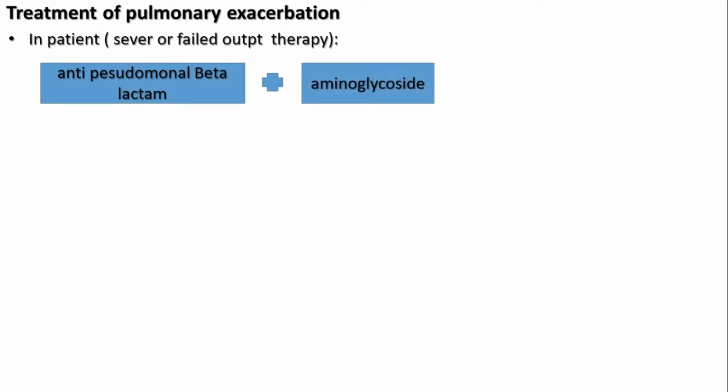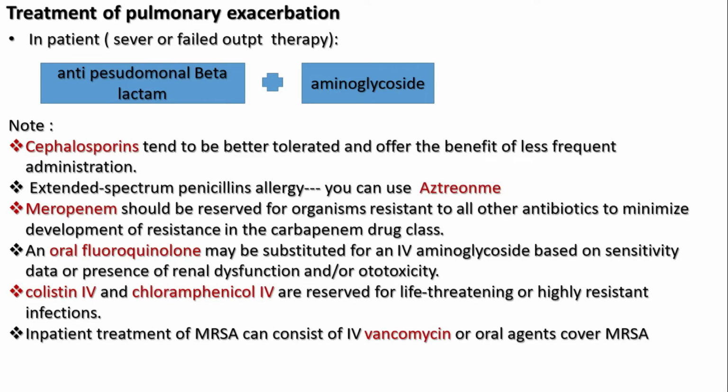We should use 2 IV antibiotics with 2 different mechanisms of action. It's recommended to use 1 antipseudomonal beta-lactam plus 1 aminoglycoside. There are some recommendations that can help you in the choosing process. Firstly, cephalosporins tend to be better tolerated and offer the benefit of less frequent administration. For extended-spectrum penicillin allergy cases, you can use aztreonam. Meropenem is recommended third, for organisms resistant to all other antibiotics, to minimize development of resistance in the carbapenem drug class. And you can substitute an oral fluoroquinolone for the IV aminoglycoside based on sensitivity data.